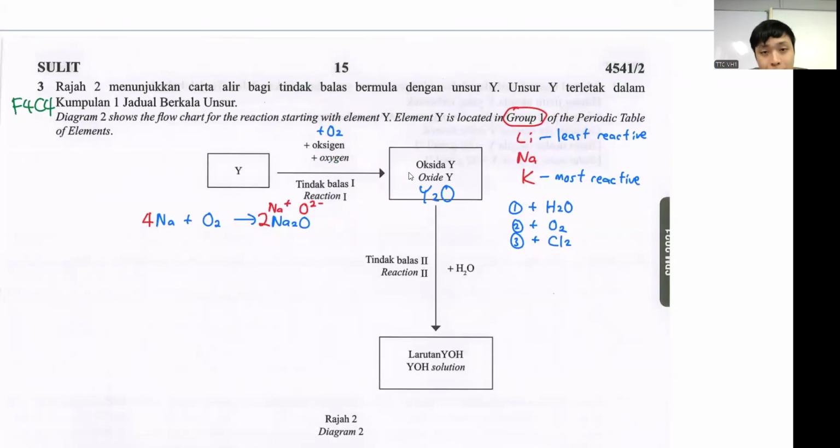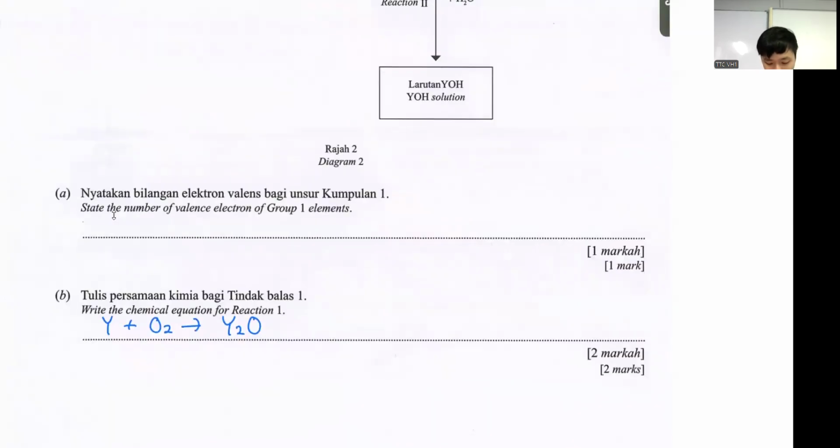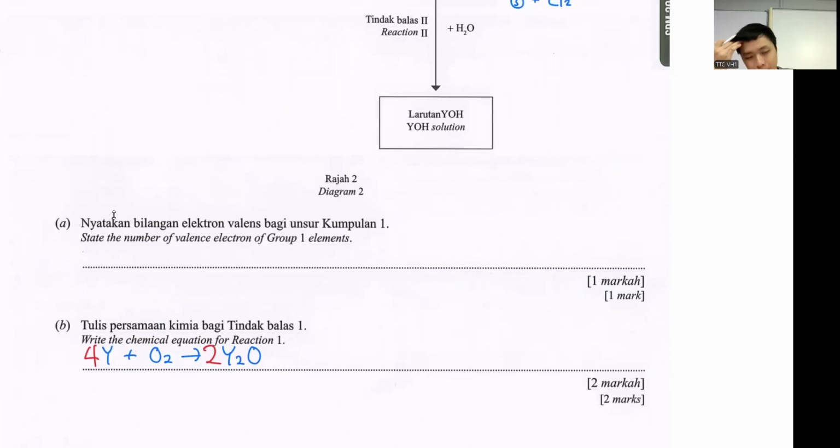Oxide Y means Y2O, right? Balance the equation, same thing. 2Y2O because you have 2 oxygen at the left. Now you have 4Y, times 4 for the front Y. Then you get 2 marks after balancing.